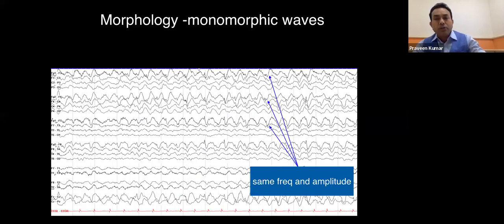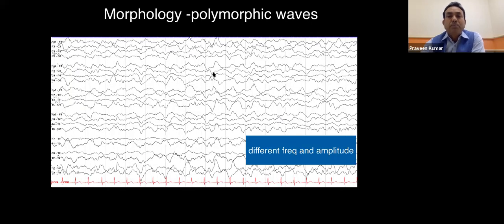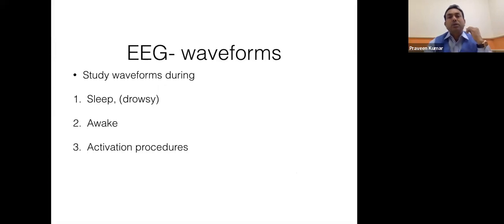Then similarly in the morphology, you can have monomorphic waves, where all the waves are of similar amplitude and frequency. Like you see in this one, this is 1 second and you see maybe two waves, similar in frequency, 2 hertz, waves per second, and in morphology they are of similar amplitude. This is called monomorphic waves, which can be indicative of abnormalities, seizures. Or they can be polymorphic, of different morphology, amplitude and frequency, like here it is of some different frequency, and here it is of a different frequency. This is polymorphic waves.